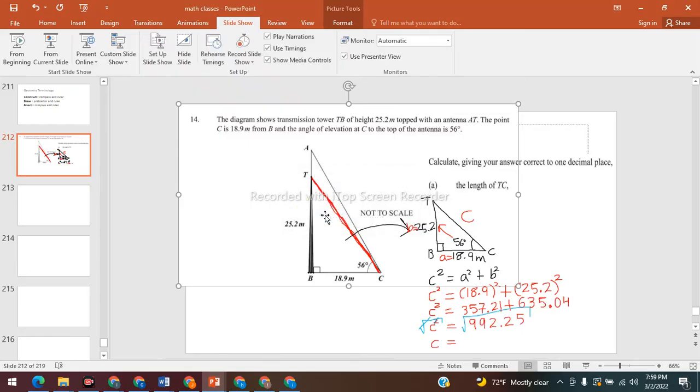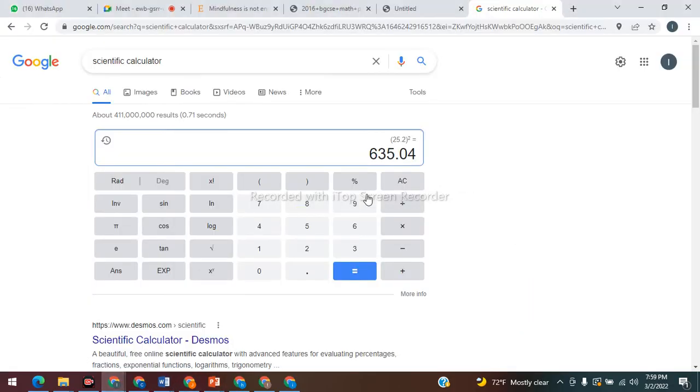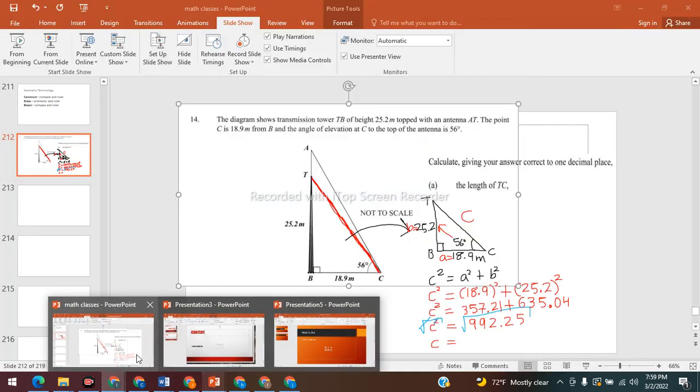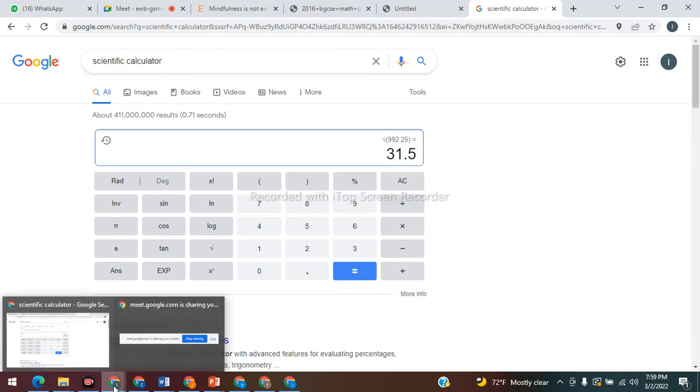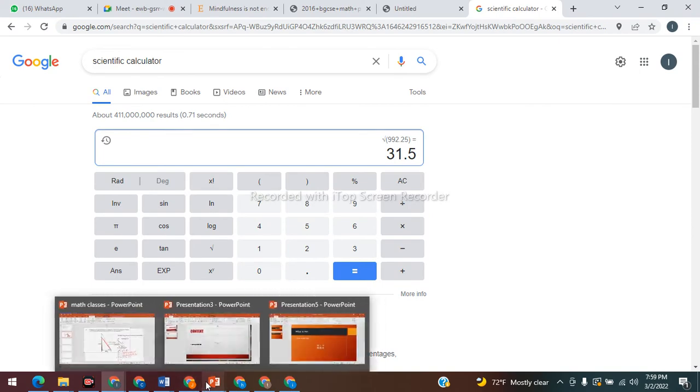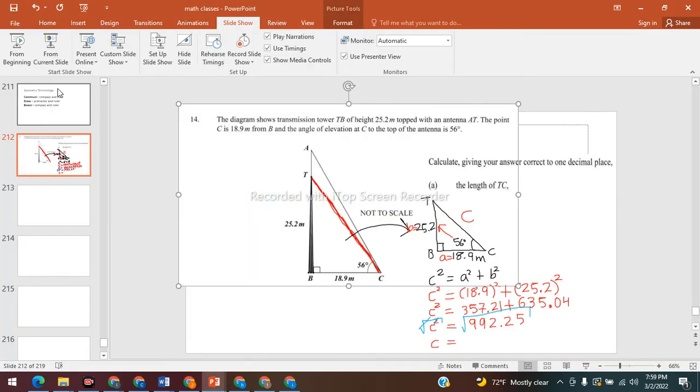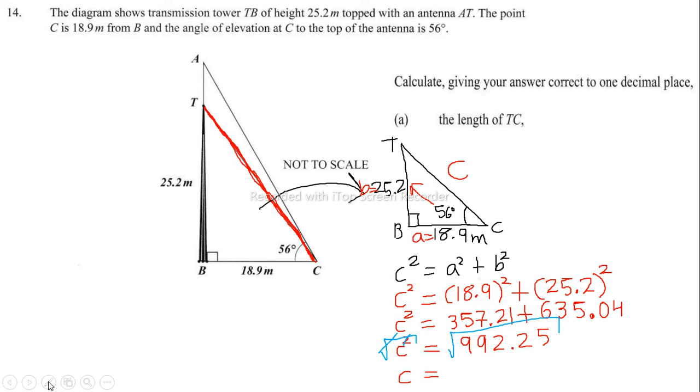Now what's the square root of 992.25? 31.5. So you have to go in the calculator and determine the square root of 992.25, and that gives us 31.5. This one would be 31.5.